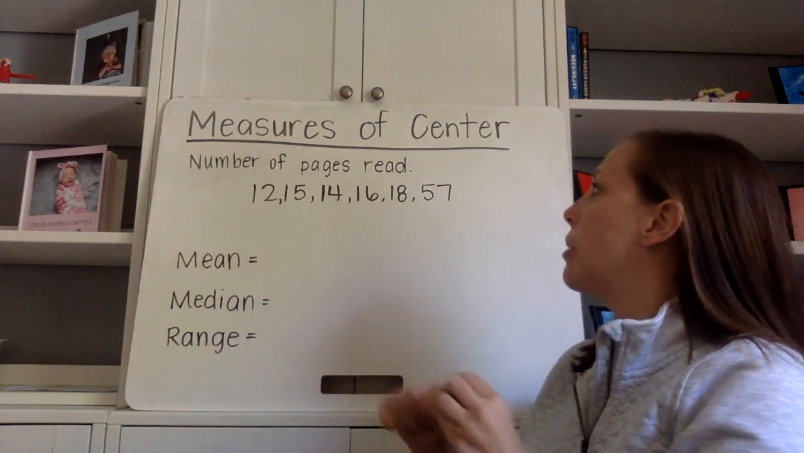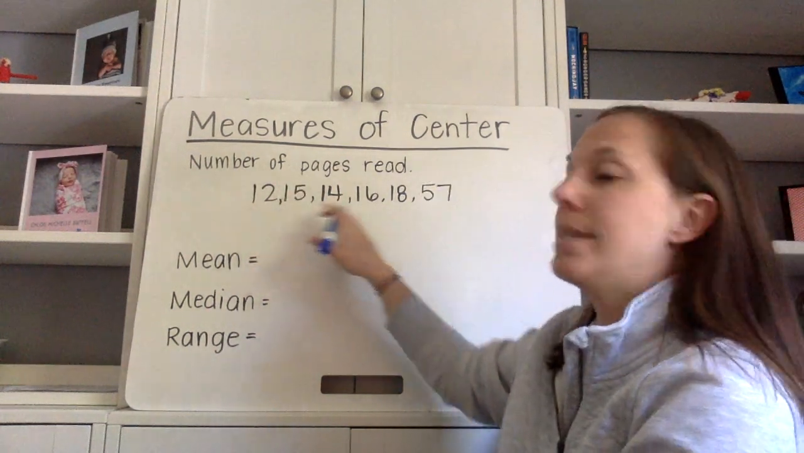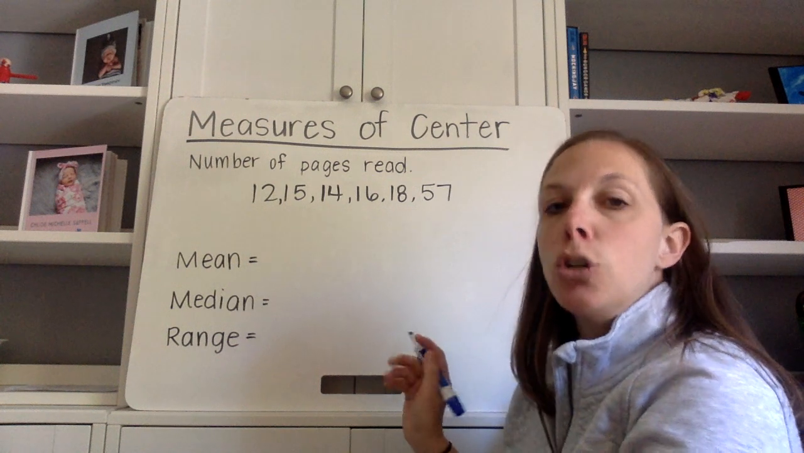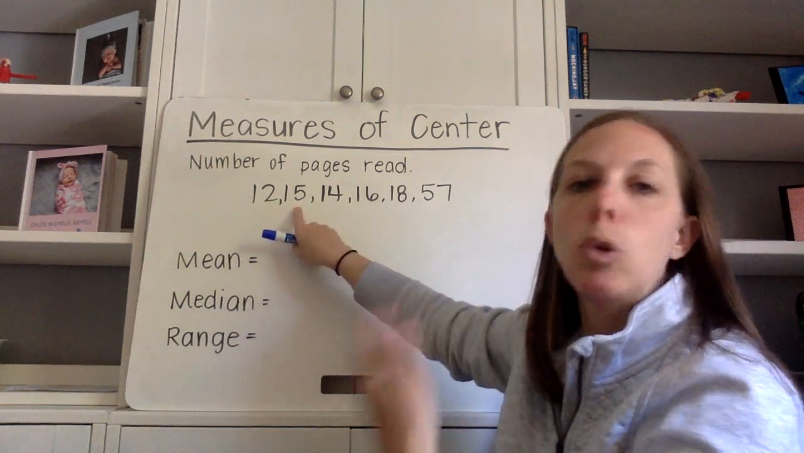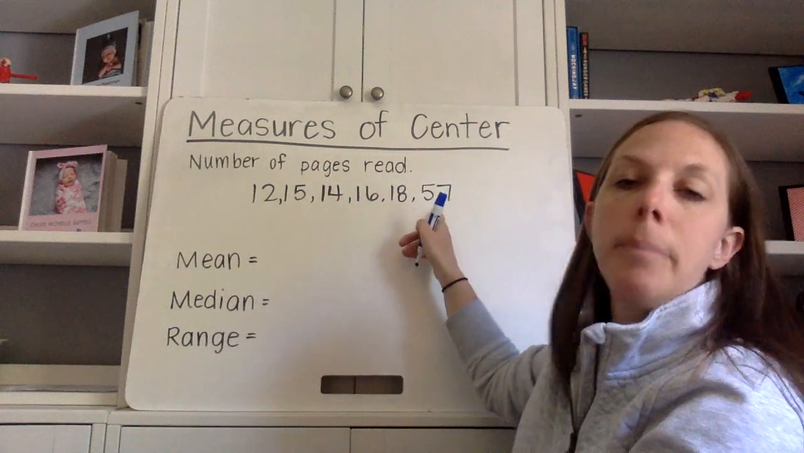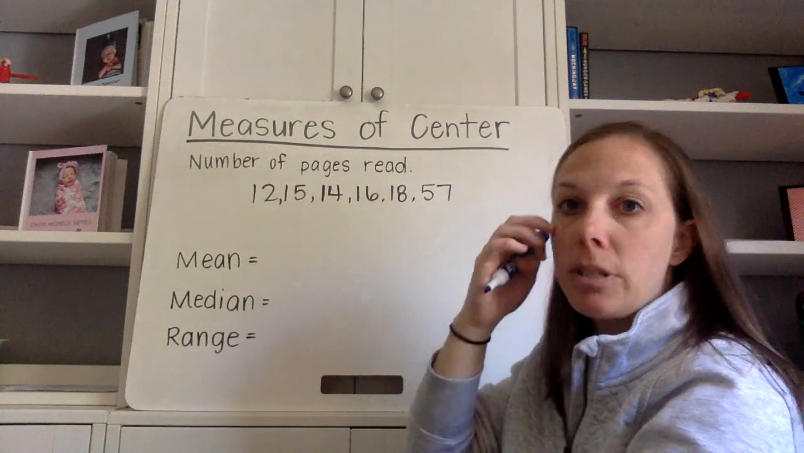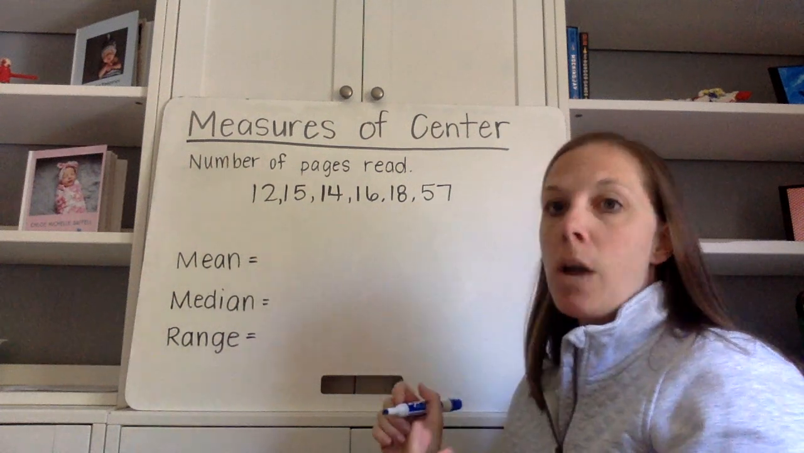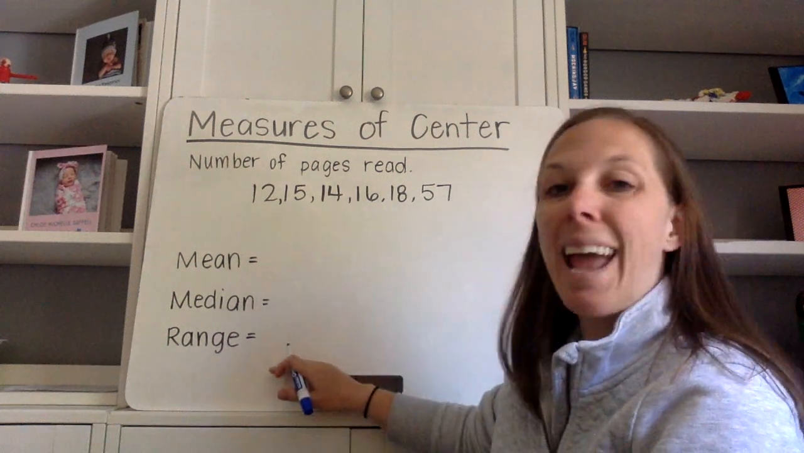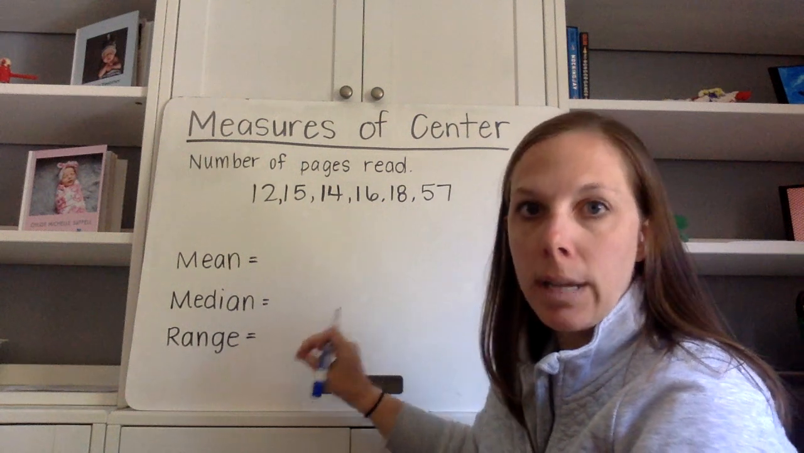So I've got up here number of pages read on 6 different days. On Monday, I read 12 pages. Tuesday, I read 15 and so on. And man, that day it was so rainy, I just sat and read my book, 57 pages. Awesome. So the first thing I want to do before I find any of this is make my organized list.